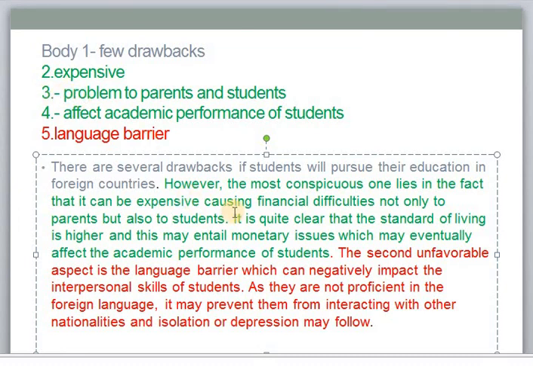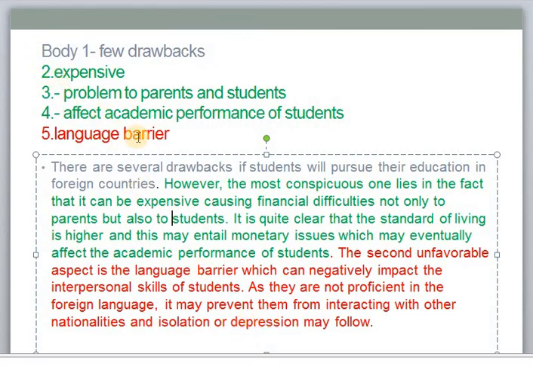For the sentence number 3, it is quite clear that the standard of living is higher and this may entail monetary issues which may eventually affect the academic performance of students. So that's the third and the fourth sentence, the green one. Okay, and then language barrier. That's the second drawback. The second unfavorable aspect is the language barrier, which can negatively impact the interpersonal skills of students. As they are not proficient in the foreign language, it may prevent them from interacting with other nationalities and isolation or depression may follow.